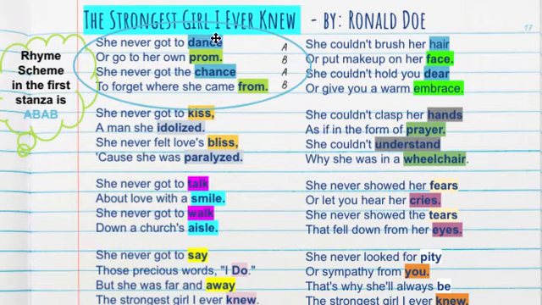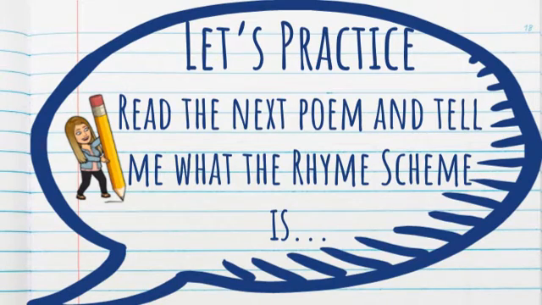Notice I highlighted the words that rhymed in the same colors. So dance and chance rhyme, right? Because the first word is dance, it's going to be an A. So chance also rhymes with dance, so that also becomes an A. Now, prom and from rhyme, and the next letter is B. So the rhyme scheme for the first stanza of this poem is A, B, A, B. Does that make sense? Let's practice.